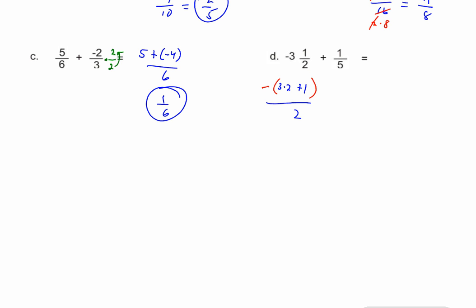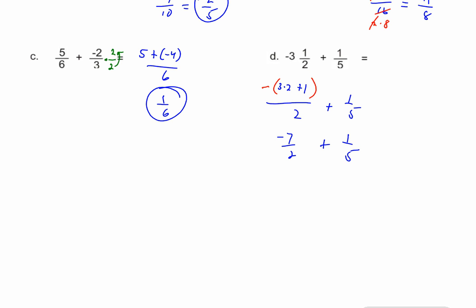So again, if you're going to do it in your head, this is how I do it in my head. -6 and -1 is -7. But if you can't do it in your head, then do the step. Okay, so let's finish this thing off. Okay, so now we've got -7 over 2 plus 1/5. And now we got to do something to both to get a common denominator, right?